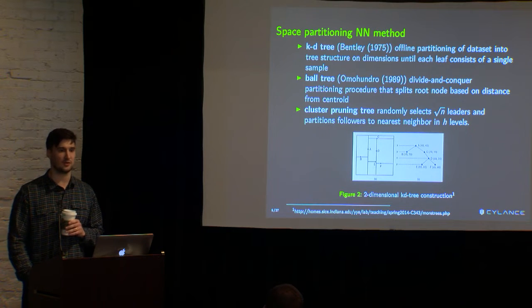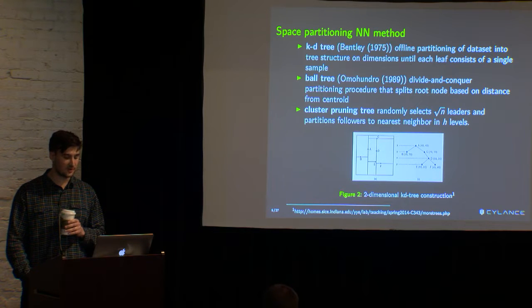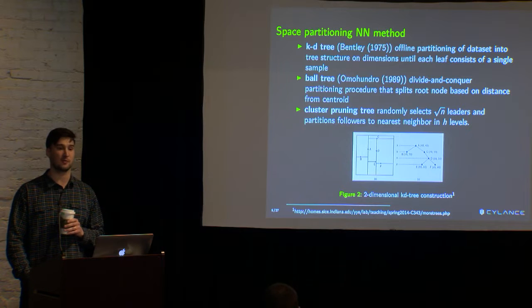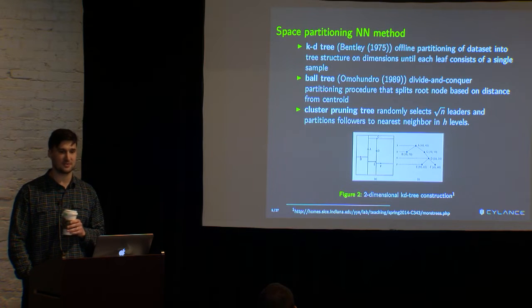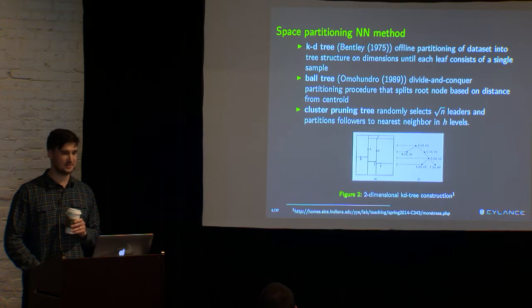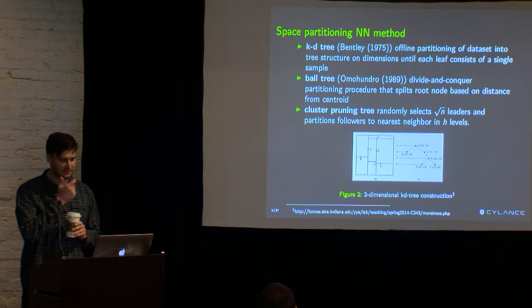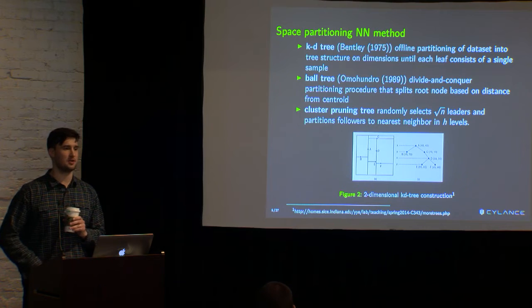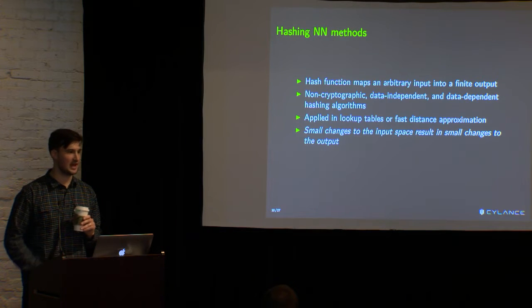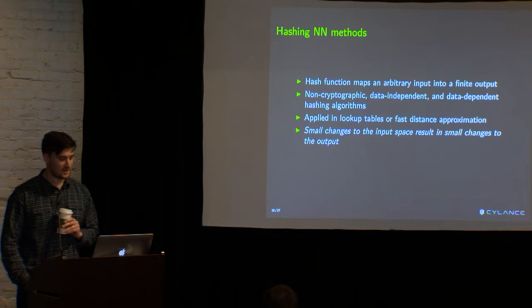And there's a lot of ways to construct trees. The cluster pruning tree is interesting as well. It's more of a randomized approach. We just select some random number of leaders that represent where we're going to split our tree, and then we partition our data set based off of how close all of the other data points are. So again, these space partitioning methods were developed a long time ago. They're great for small dimensionalities and smaller data sets, but they start to break down in larger data sets and higher dimensional spaces. So hashing methods are another approach to nearest neighbor search as well.